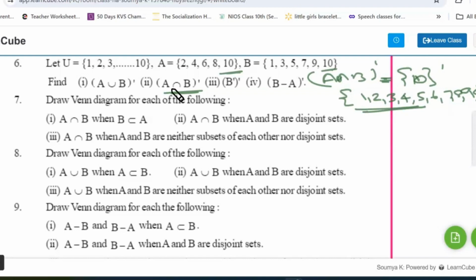Okay, next one is B complement of complement. So let's check how it comes.